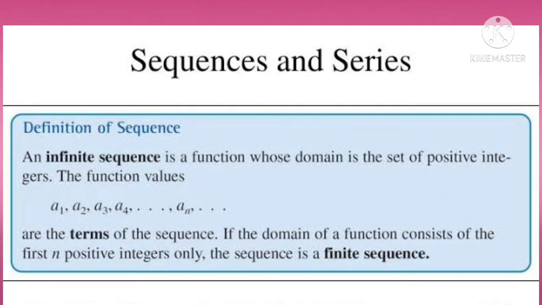The definition of sequence. An infinite sequence is a function whose domain is the set of positive integers. The function values a1, a2, a3 up to an, etc. are the terms of the sequence. If the domain of a function consists of the first n positive integers only, the sequence is a finite sequence. So we know the counting, that is finite. We don't know the counting of terms, that is an infinite sequence.